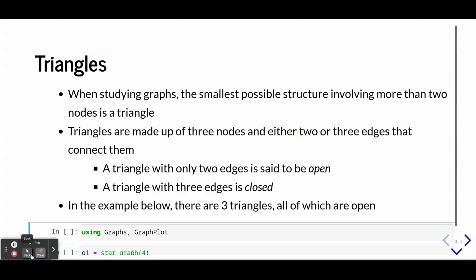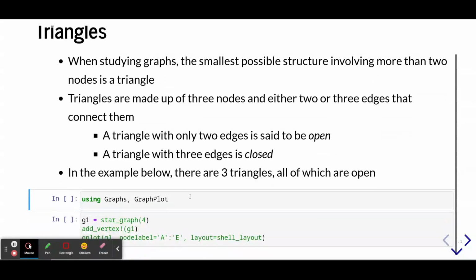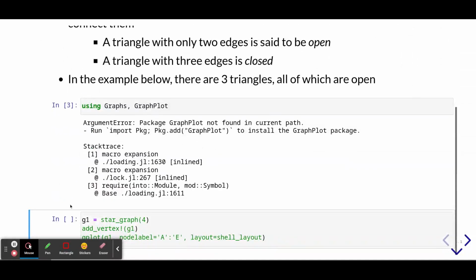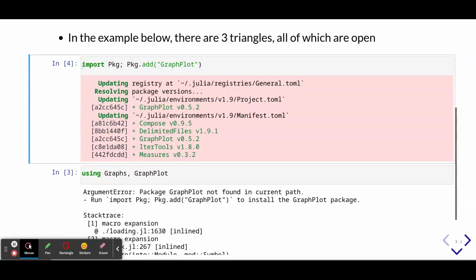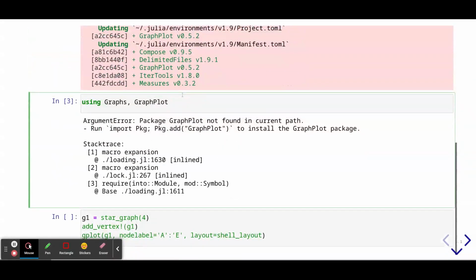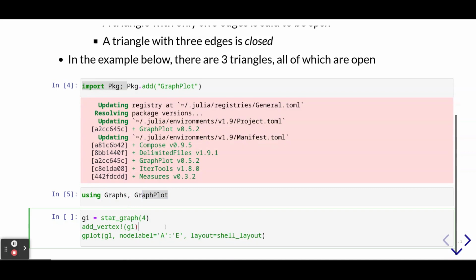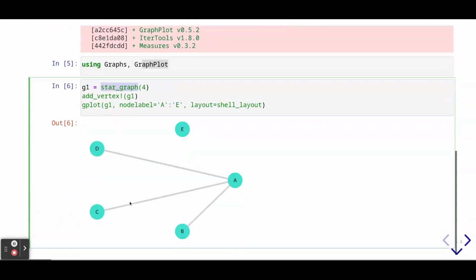So let's now shift gears for a moment and look at some code. We're going to load up the graphs package as well as the graph plot package. Oops, let me fix this. Let me make sure it's set up for me. All right, so I was able to get that package running by writing this cell here, import pkg, and then pkg.add graph plot. So now if I come back down here, I try to load these packages, they load up just fine. So now we're going to create our graph. We're going to use a function that's built into the graphs.jl package called star graph. And we're going to end up with the following.